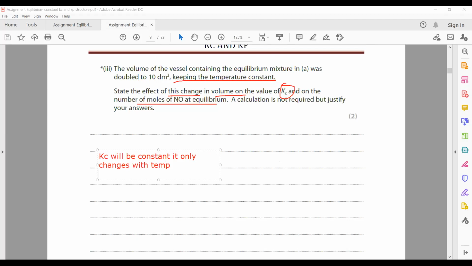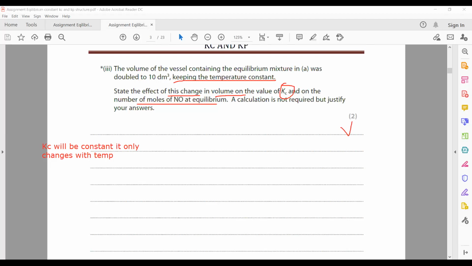If we increase the volume, what does it mean? We decrease the pressure. And if we decrease the pressure, equilibrium will shift towards the side where the number of moles is greater. Which side has the greater number of moles? The product side. So more NO and Cl2 form because the pressure is reduced. The reaction goes to the side where the number of moles of gas is greater.